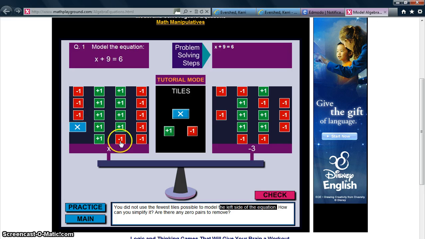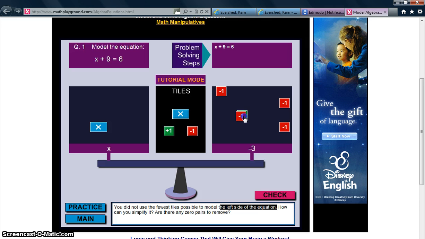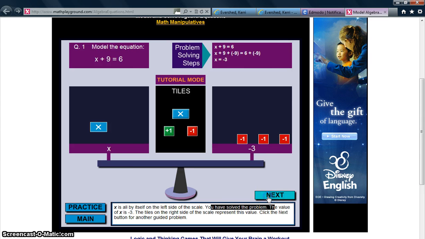So because we showed all of the zero pairs, we can now cancel them out. So just drop them on top of each other. And you'll begin to do this right from the beginning, but this way you can see how many tiles you need. Now, this x is what's shown on this side. Let's cancel as many zero pairs as we can. And now the -3 matches with the 3 red tiles. Now let's do our check.